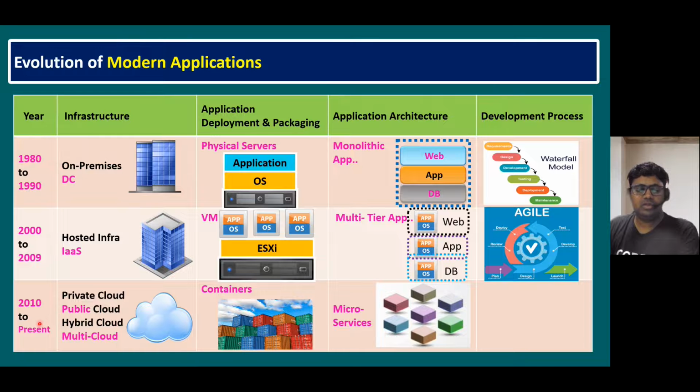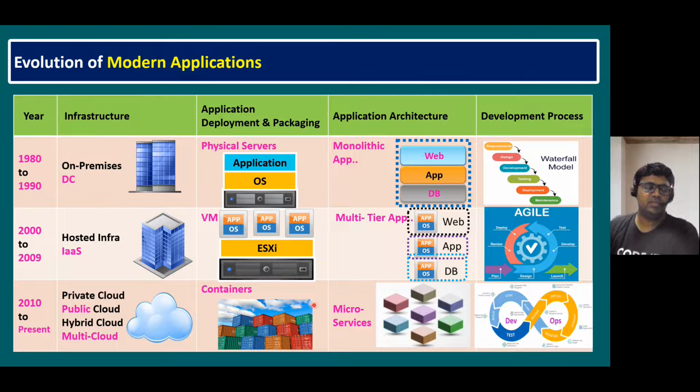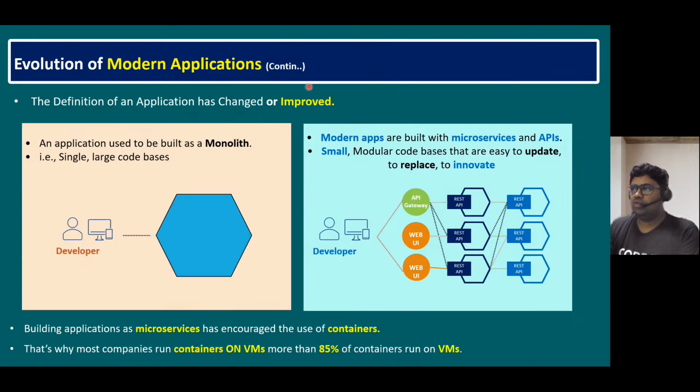When it comes to 2010 to present, the development process is again updated to DevOps. So this DevOps development process model is completely the latest one. Whatever challenges we have in agile are addressed in the DevOps development process model. Okay, and DevOps is also a separate new concept. In our later sessions, I will explain in detail. Even containers, microservices, we'll discuss in detail in the later sessions. But here I'm trying to give you a brief overview of the evolution of modern applications. Okay, let's continue with some more differences in the evolution of modern applications.